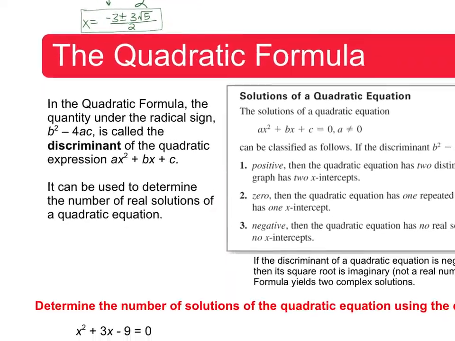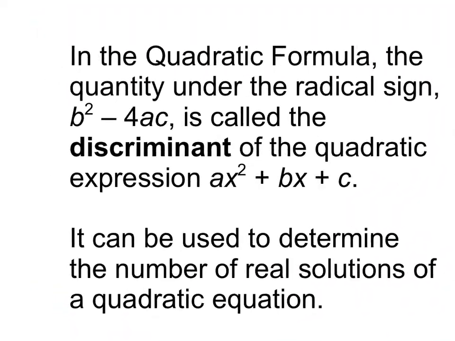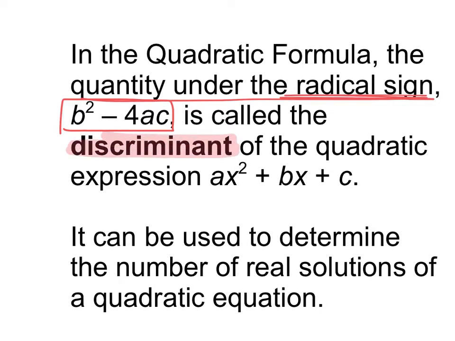Now with the quadratic formula, there's a special name for the number that's underneath the square root. When you do your b squared minus 4 times a times c, that value, the quantity under the radical sign, so under the square root, is called the discriminant. Okay? And the discriminant gives us some information in terms of how many solutions we have.